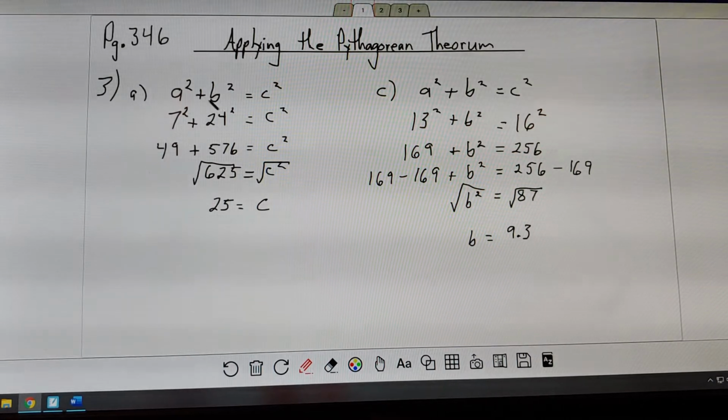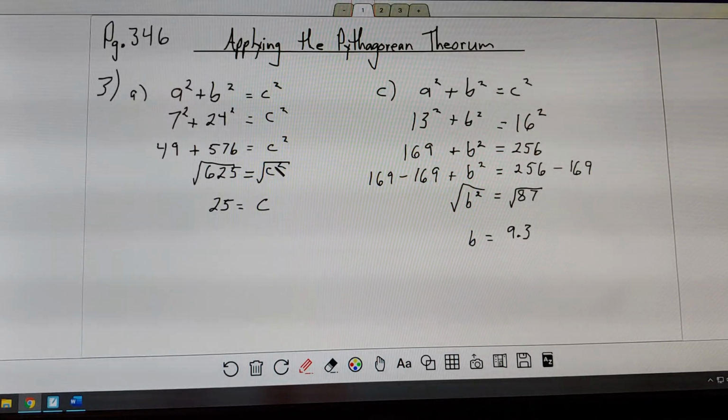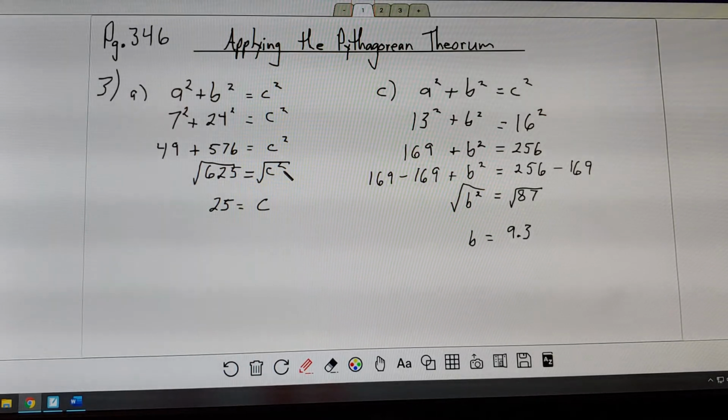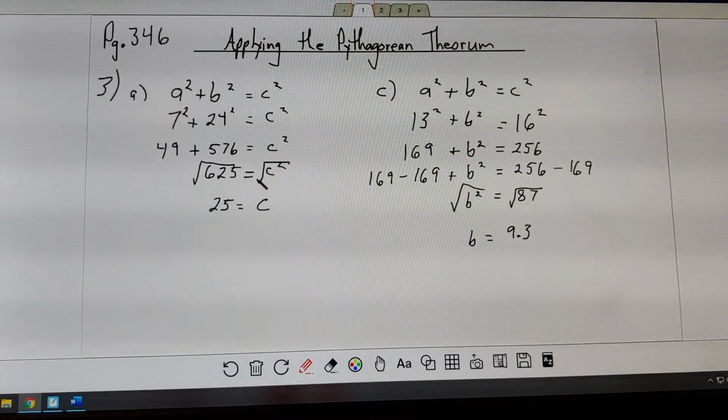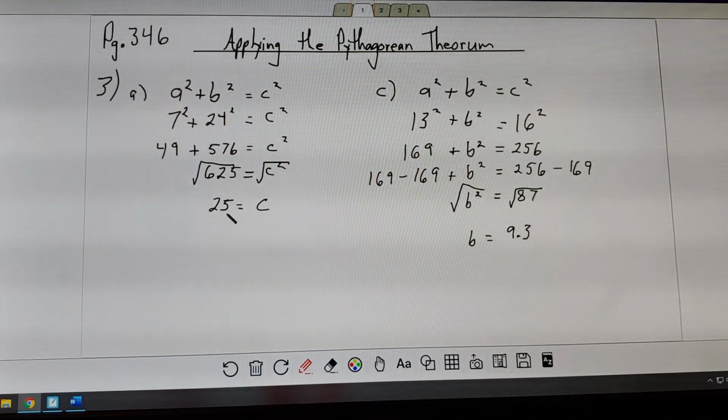So two short sides of the triangle, 7 and 24. We square those. We get 49 and 576. Add them together, gives us 625, and that's C squared. And then to get C, we do the opposite of squaring. We square root both sides, and we get that C is 25 centimeters long.